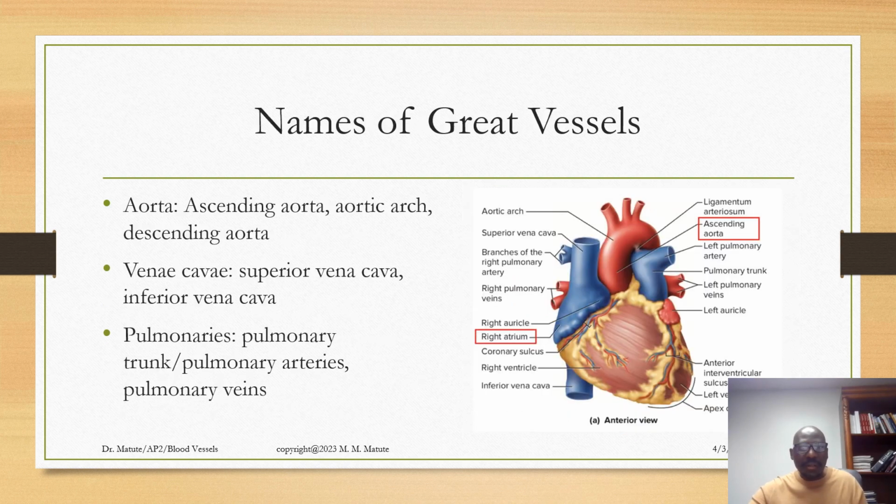Now, there are three main groups of great vessels, again, this is a revision. We'll have the aorta and the subdivisions of the aorta. They are the ascending aorta, aortic arch, descending aorta. And then we'll have the venae cavae, superior and inferior. Then we'll have the pulmonaries. So we'll have the pulmonary arteries and the pulmonary veins.